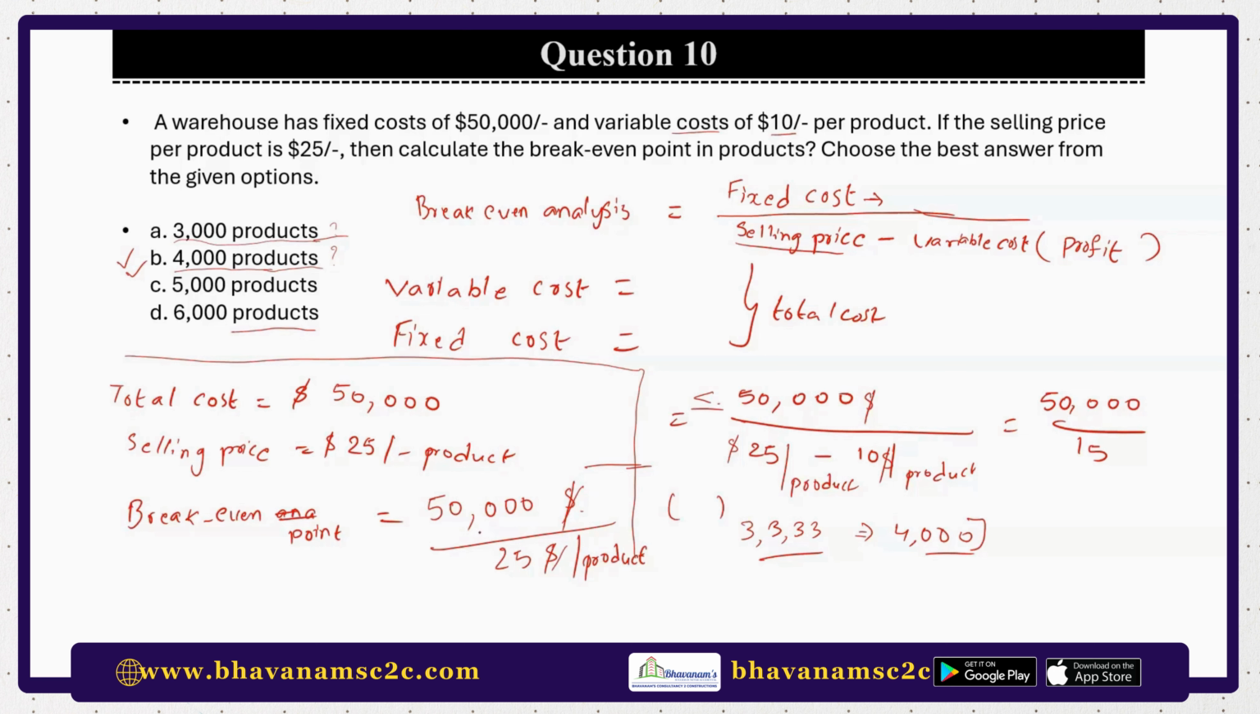And as you said, it is 50,000 by 25 and the answer is 2,000, right? And it is products. That's the reason you don't have a specific formula for the break-even analysis within the handbook. Do not memorize the formula, but you have to understand the concept, how it is done, subject to the question. All right, let's jump to the next question.